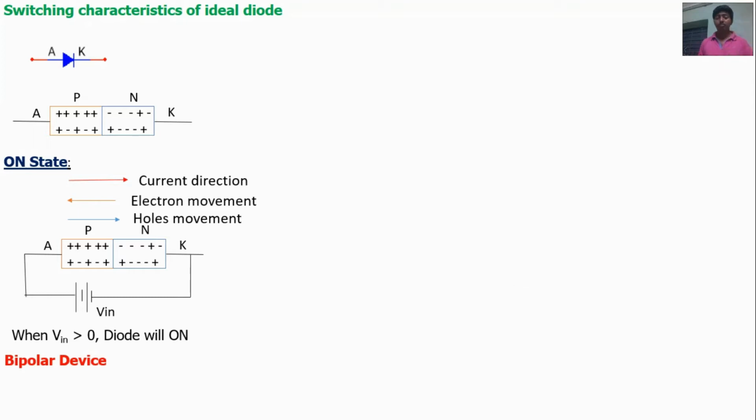But this concept is a bipolar device because the conduction happens by both electrons as well as holes, so it's a bipolar device based on the electronics concepts. But it is different from the power dynamics concepts. But our objective is the power dynamics concepts.